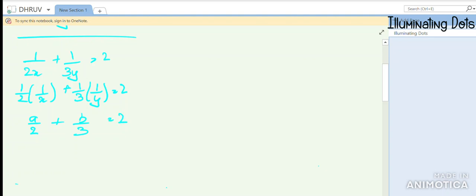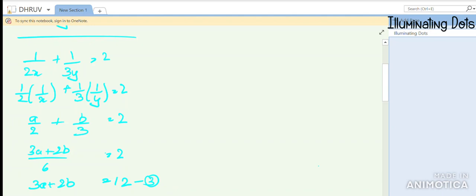To make it a little simpler, I make the denominators common. So the LCM comes to 6. So I get 3a plus 2b upon 6 is equal to 2. I take this 6 to this side, so it becomes 3a plus 2b is equal to 12, because 6 into 2 is 12. So this is the third equation which we got.